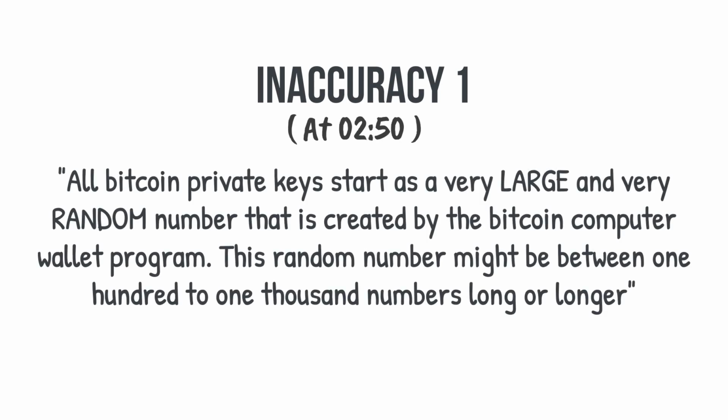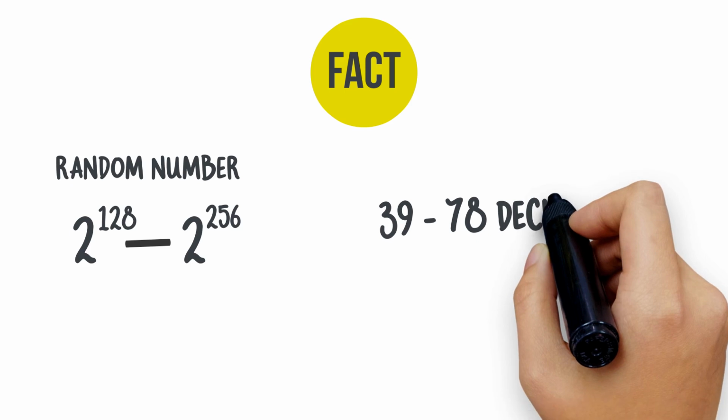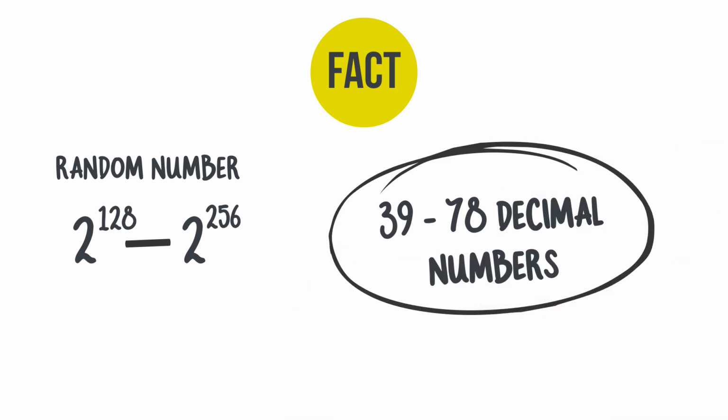Inaccuracy 1. At 2 minutes, 50 seconds of part 1, I said, all Bitcoin private keys start as a very large and very random number that is created by the Bitcoin computer wallet program. This random number might be between 100 to 1,000 numbers long or longer. The fact is, the actual random number only needs to be between 2 to the power of 128 and 2 to the power of 256 to meet unbreakable cryptography standards. This is roughly equal to a number containing between 39 and 78 decimal numbers.